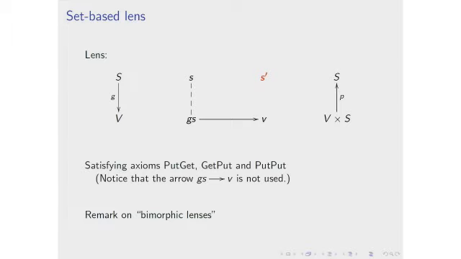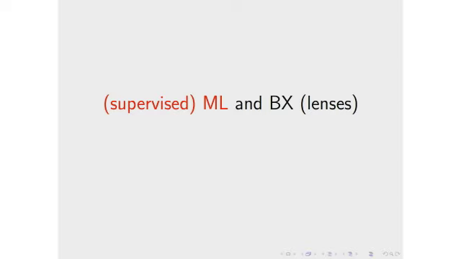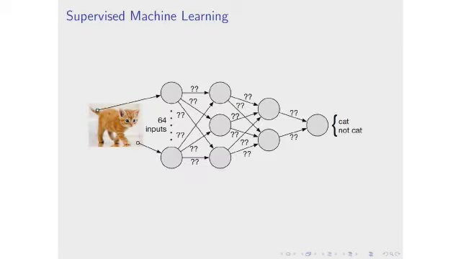Okay, I think that's probably just about enough about lenses. So let's talk about supervised machine learning for a minute. I'm deciding whether to be embarrassed, but supervised machine learning almost always starts with a picture of a cat.